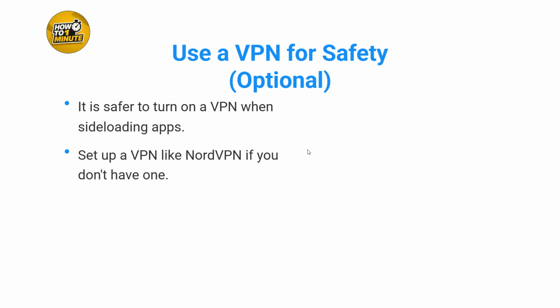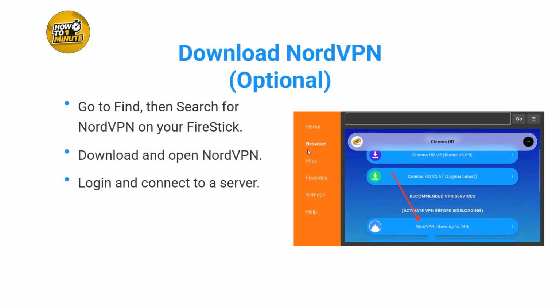Before you install, it's a good idea to use a VPN to keep your streaming safe. You can set up a VPN like NordVPN if you don't have one yet. After setting up your VPN, go back to Downloader.